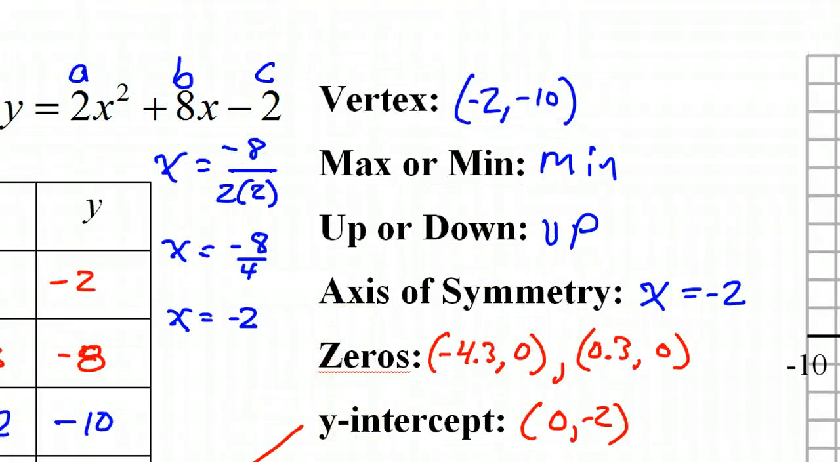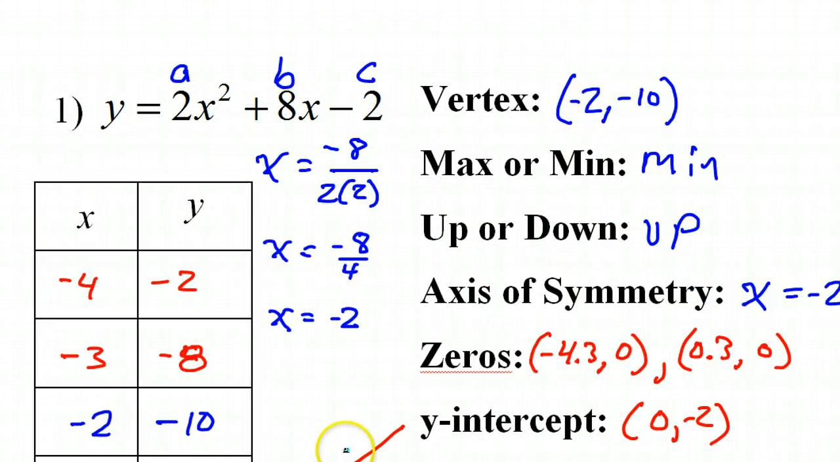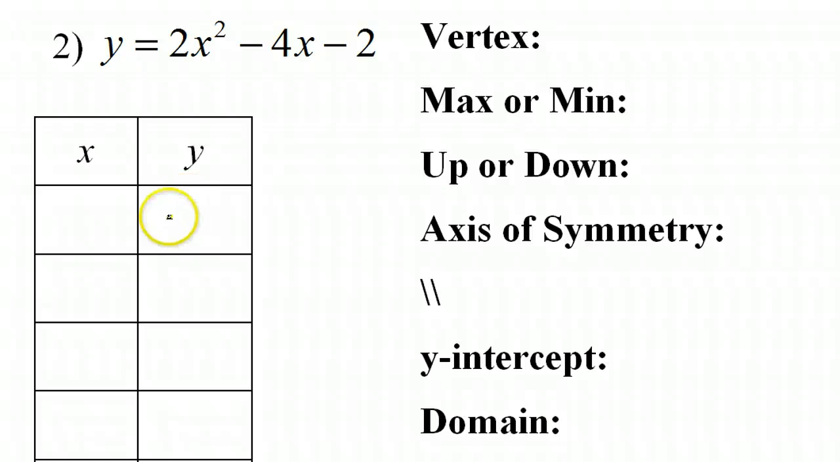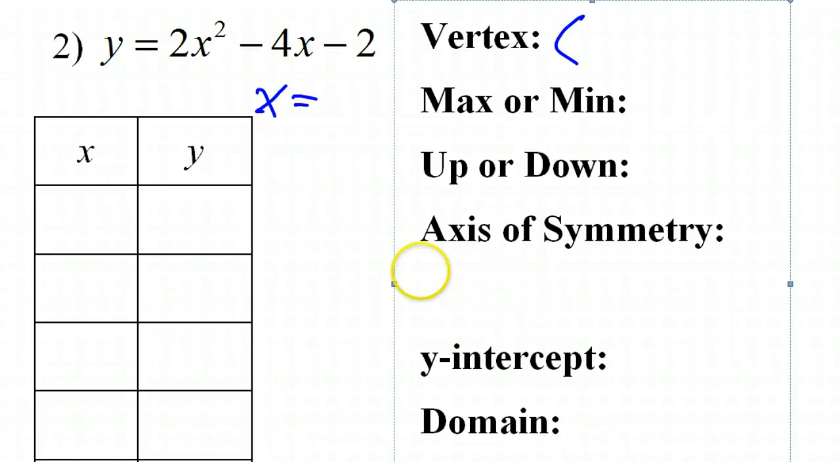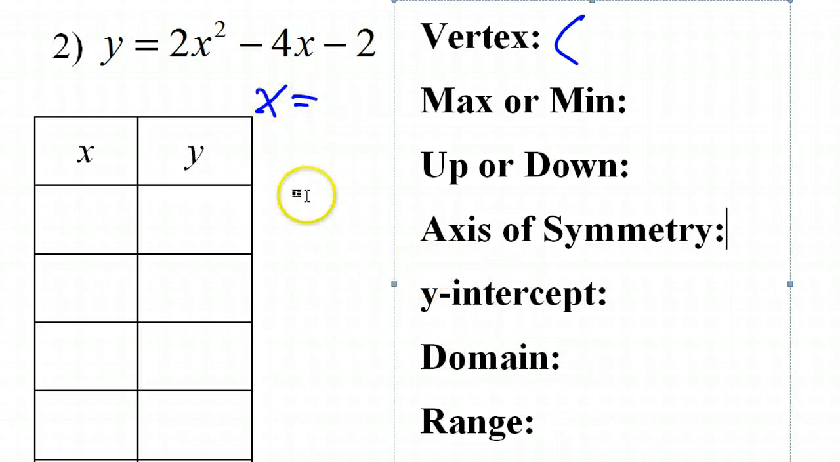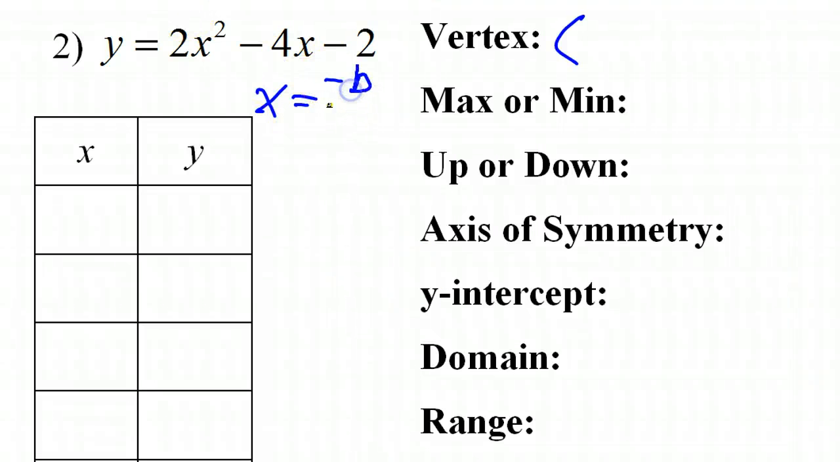Now that I've gone through a problem during this lesson, I'm going to try to do number 2 much faster. Let's start with the x-coordinate of that vertex using that formula. The x value of the vertex, which is the same thing as the axis of symmetry. Hold on, got an extra line there. The formula is opposite of b over 2a.